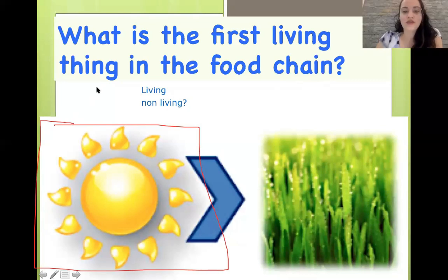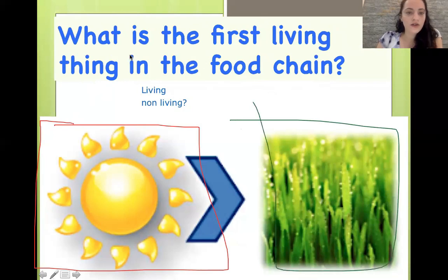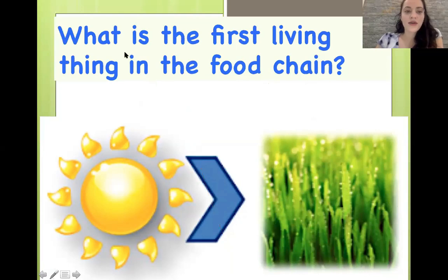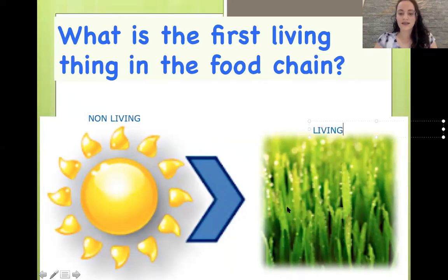All right, let's try the grass. Is the grass living or non-living? Ready? 1, 2, 3. Living. Good. Everyone seems to know the grass is living, but the sun, does the sun make more suns? Does it eat? Does it have food? I don't think so. Can it think? No, the sun can't think. The sun is non-living, and the plants are living. Okay?